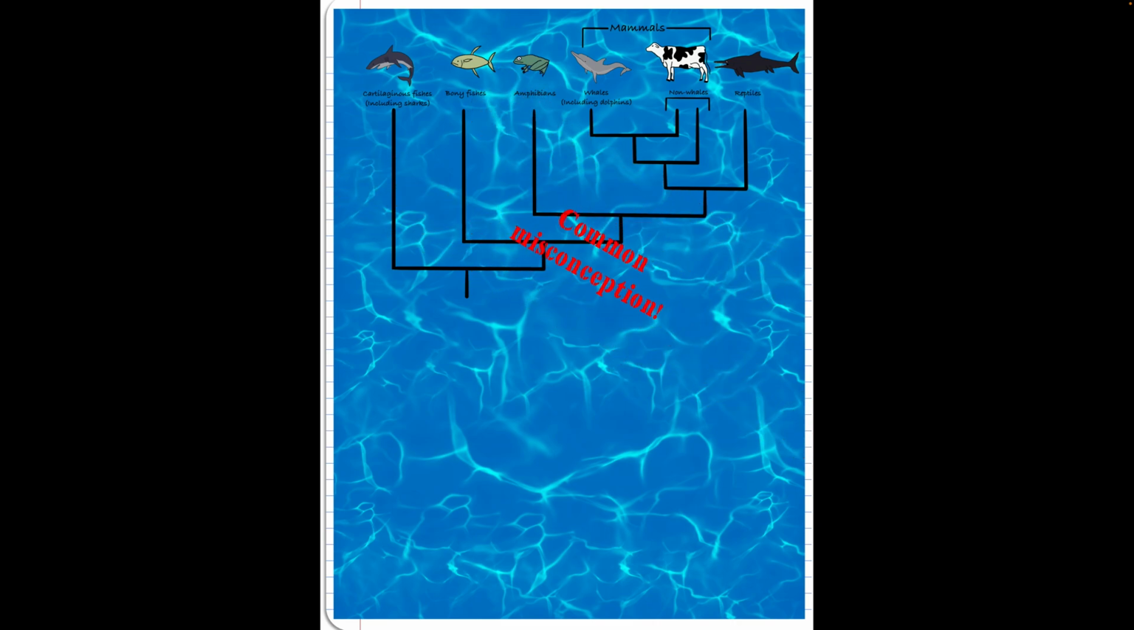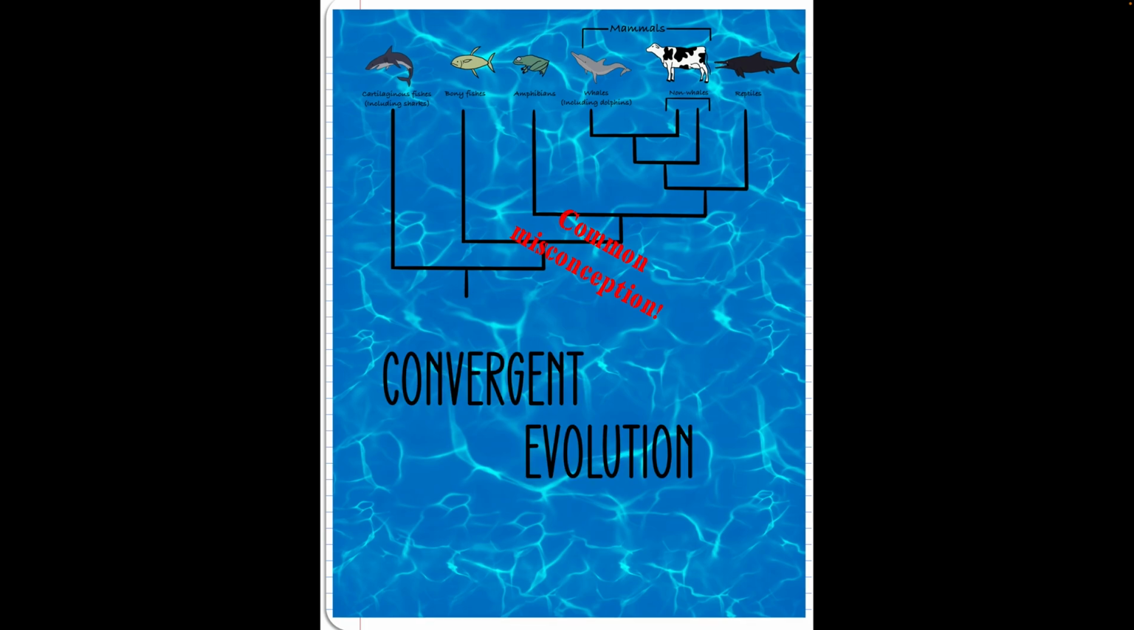People often think that if two organisms look similar, then they must be closely related, because how else would they both have these traits? And this is what we call convergent evolution. This is when two organisms have similar traits that were evolved completely separate from each other, not inherited from a common ancestor. This is the same concept behind butterflies and birds having wings, but not being closely related at all.